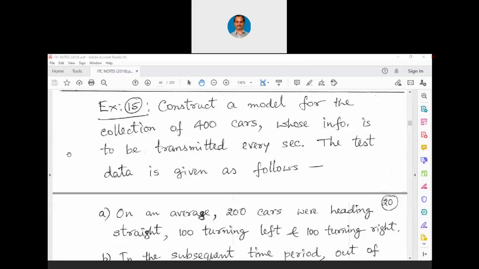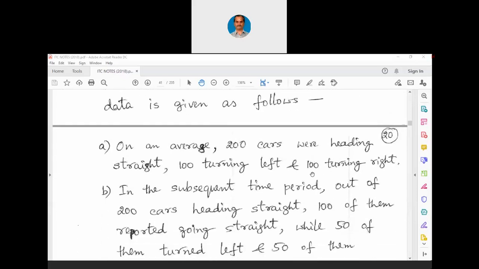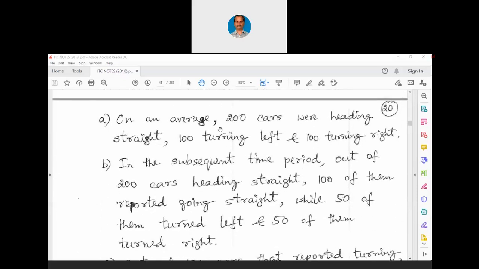In the last class, I was discussing this particular exercise. Construct a model for the collection of 400 cars whose information is to be transmitted every second. The test data given is as follows. On an average, 200 cars were heading straight, 100 turning left and 100 turning right.